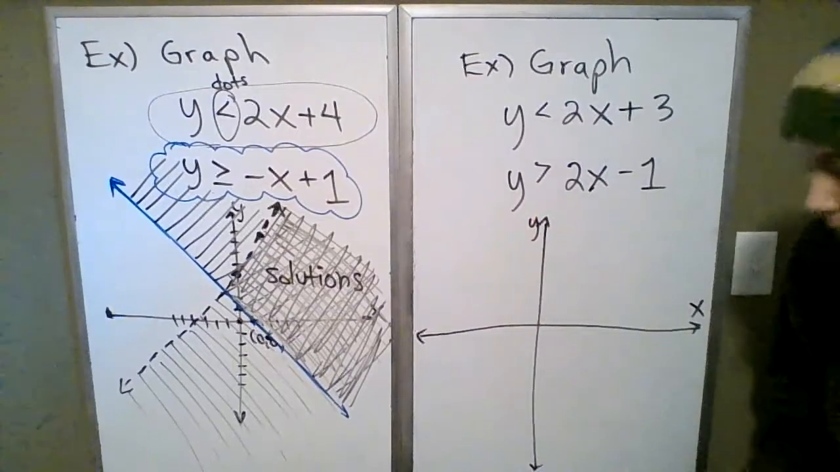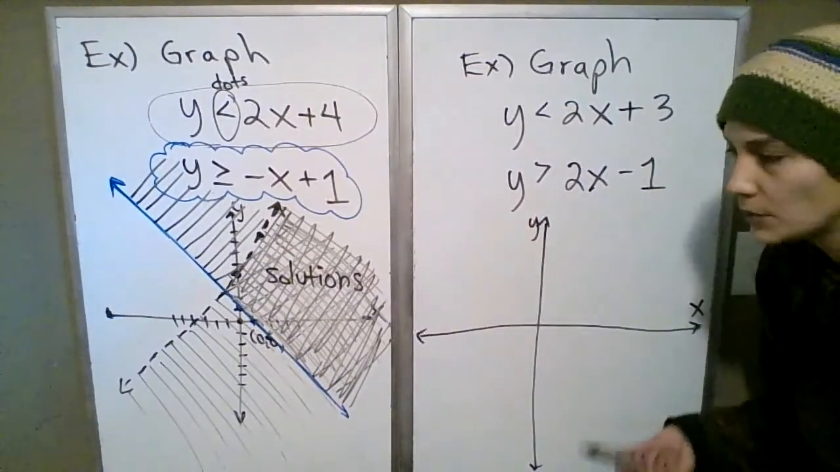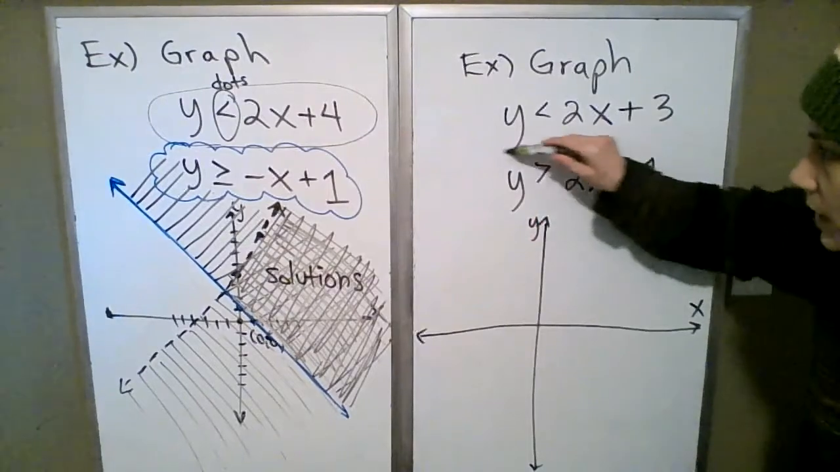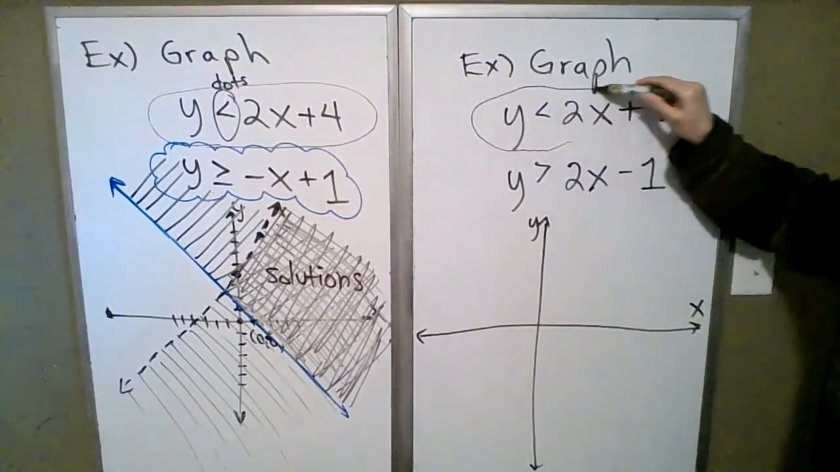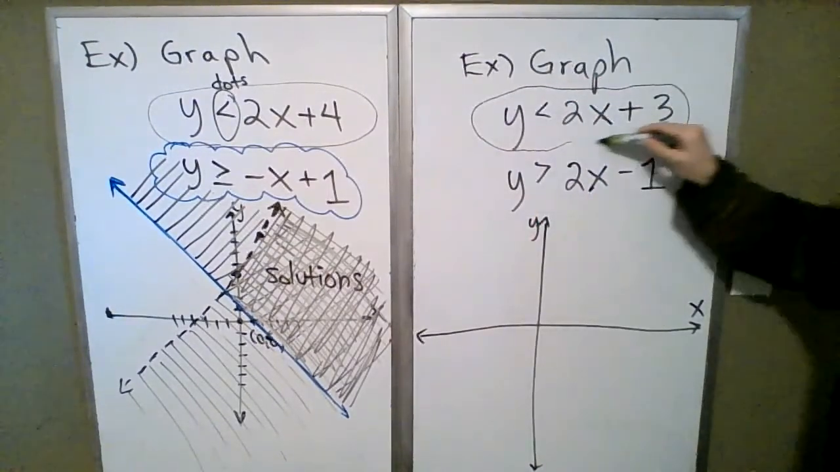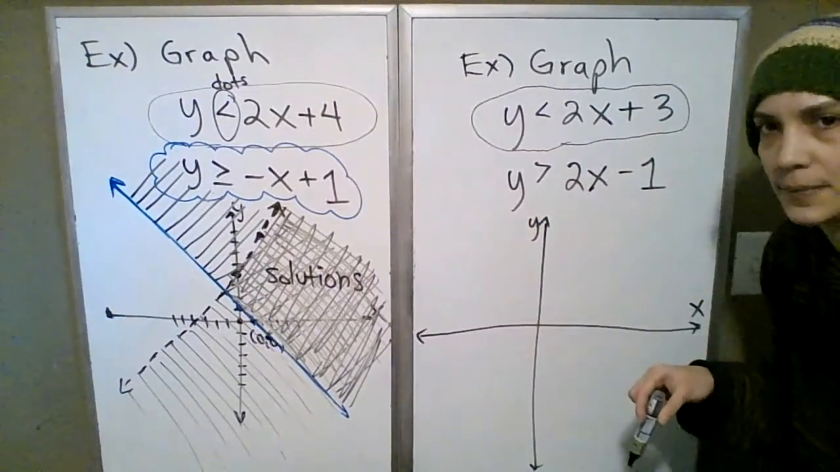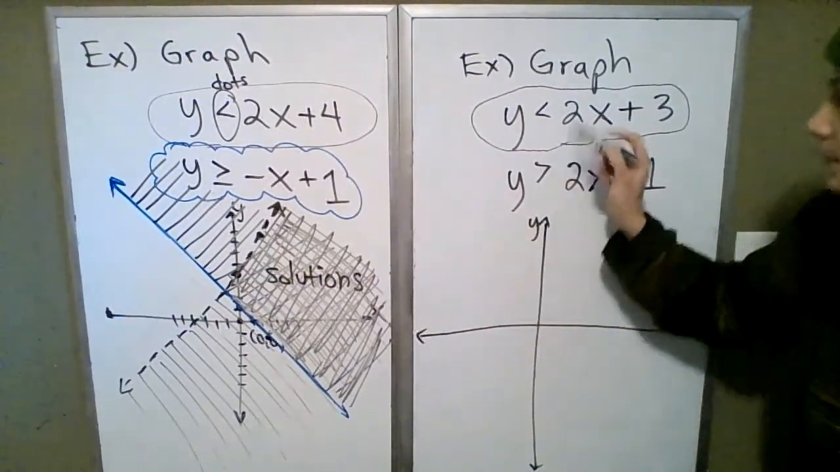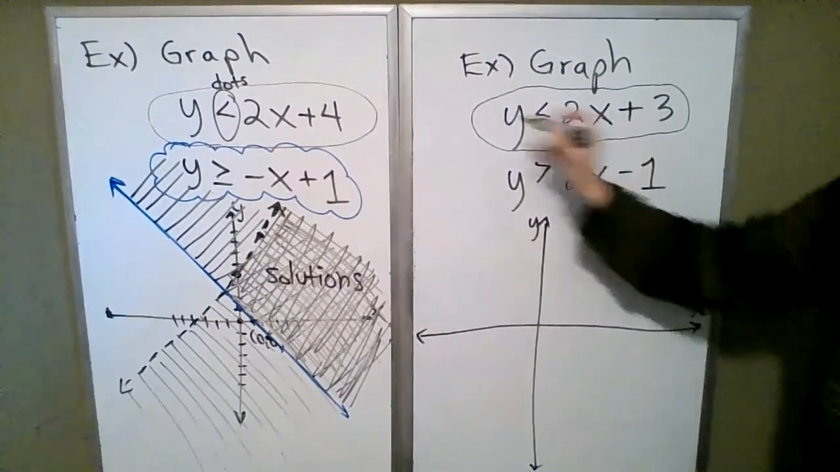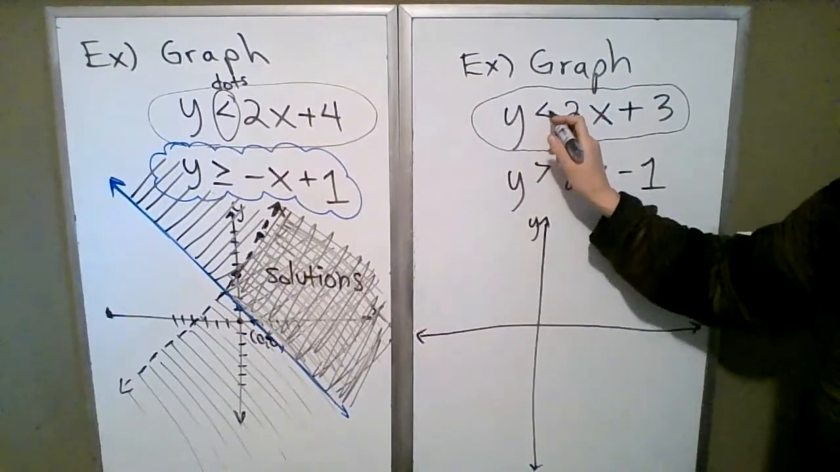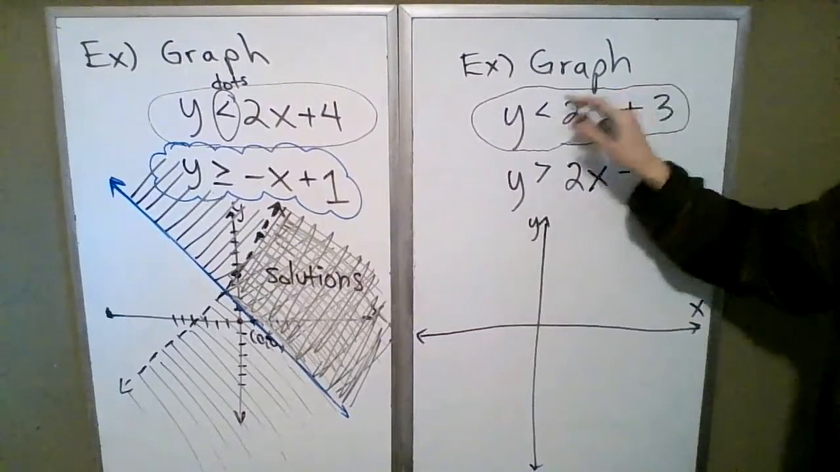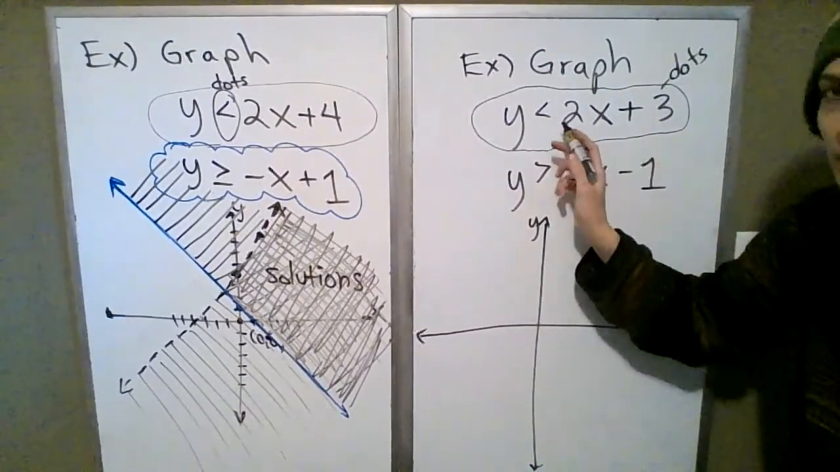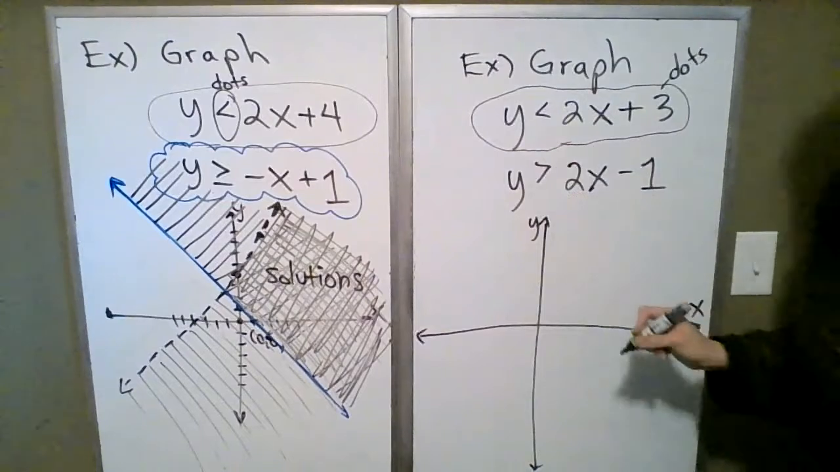So the best way to keep things organized, I think, is to do all of the work for the first inequality, and then we'll do all of the work for the next inequality and highlight the overlapping part at the end. So let's get a dotted line. That part means dots. And we'll put an equal sign right here. So y equal to 2x plus 3.